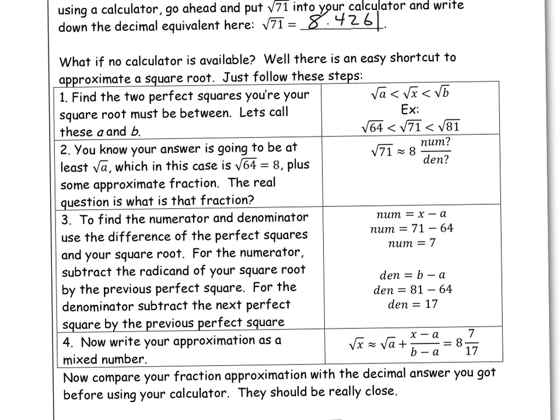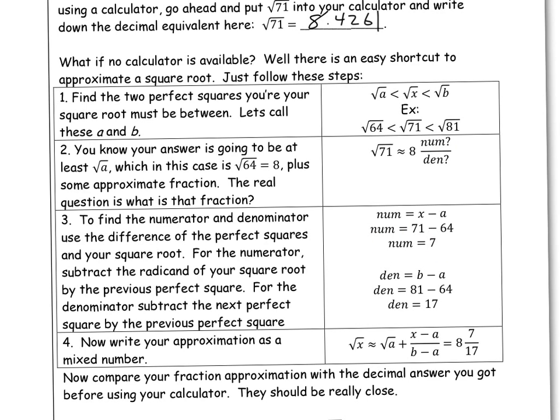So what does this mean? This is a lot of words, but it's really just a real simple idea. Here's the number 71. That's the number we're looking at. All we're going to do is, let's call that our x, and 64 is the perfect square right before it, so we're just going to do x minus a, or 71 minus 64. If we do 71 minus 64, that's a 7. So that's what our numerator is going to be.